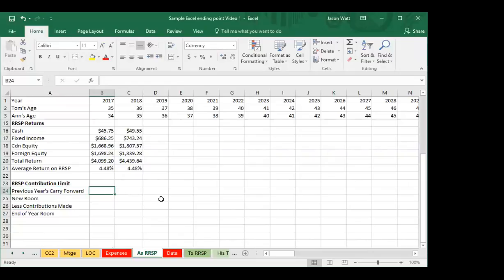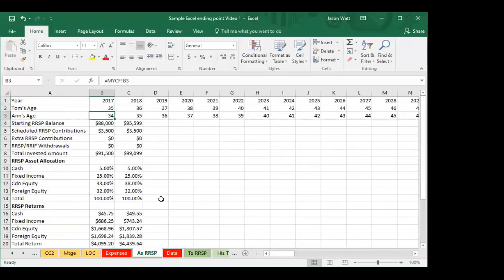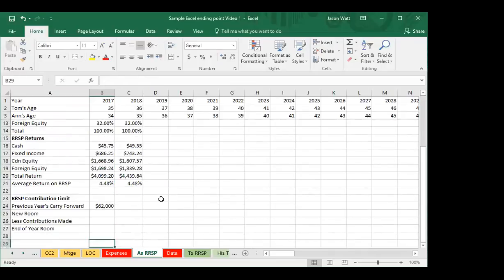So let's say for the sake of argument, we look at Ann's notice of assessment and we see that she's got $62,000 of carry forward from prior years she hasn't been using. That wouldn't be unrealistic. That might be low, actually, given she's a relatively high income earner who hasn't been putting a whole lot into an RRSP here. We've got some new room available. So the new room is going to be, and this is where you've got to watch this a little bit.